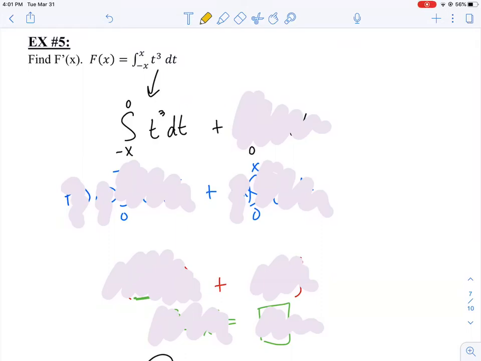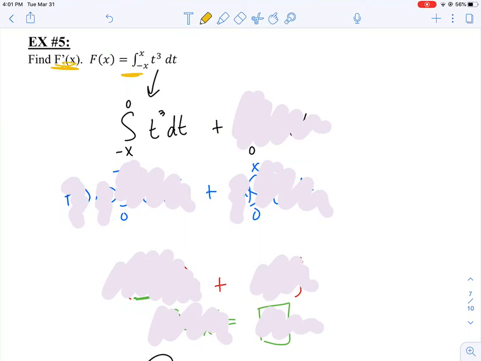Okay, here's our last video for section 5.3. We're going to do example number 5 and then go to example number 7 because we kind of skipped around a little bit, talking about the fundamental theorem of calculus, part 1 and part 2. If I ask you to take the derivative of this antiderivative, we should be able to use part 2 of our fundamental theorem of calculus.